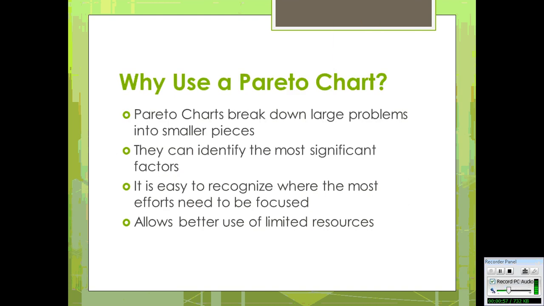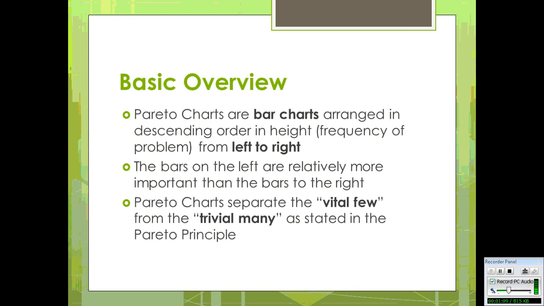Pareto charts break down large problems into smaller pieces. They can identify the most significant factors. It is easy to recognize where the most efforts need to be focused, and it allows better use of limited resources. Pareto charts are bar charts arranged in descending order in height from left to right. The bars on the left are relatively more important than the bars on the right. Pareto charts separate the vital few from the trivial many, as stated in the principle.